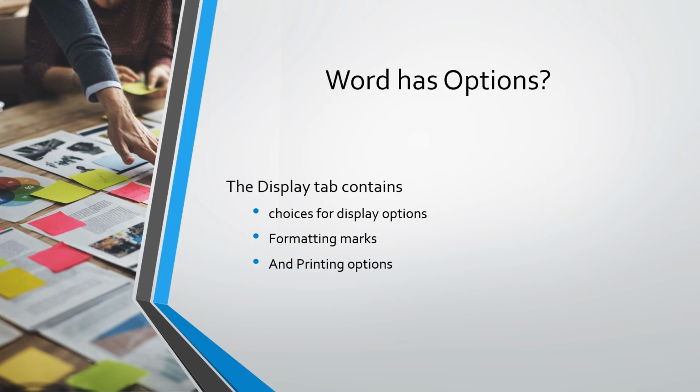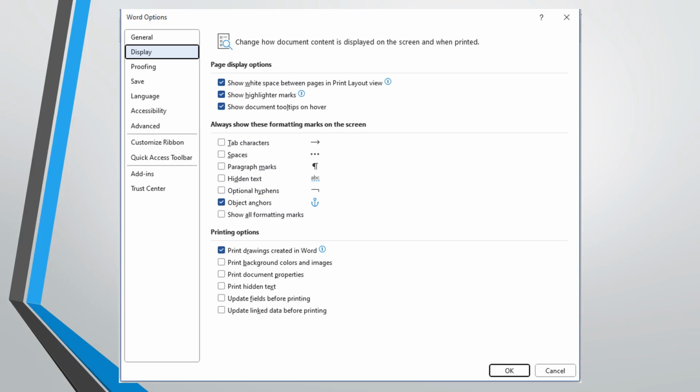Word options. The Display tab contains choices for display options, formatting marks, and printing option. As seen here, this tab deals primarily with all things available for your view of the document, but also includes some printing defaults. Anyone recognize those proofreading symbols from days gone by?